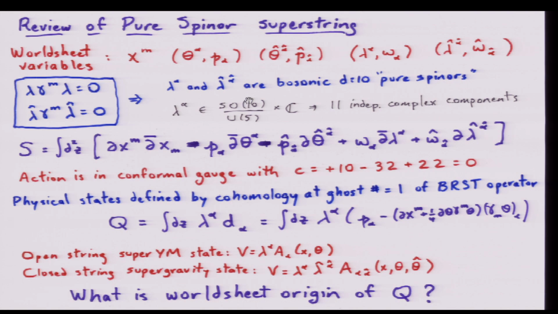Now the open string state is going to be defined as something in the cohomology at ghost number 1. So the only thing you can construct, which doesn't depend on the world sheet non-zero modes, is just this type of spinor superfield. And it turns out when you ask QV equals 0, this describes on-shell super Yang-Mills. And when you do the supergravity sector, for the closed string, you just get a bispinor.